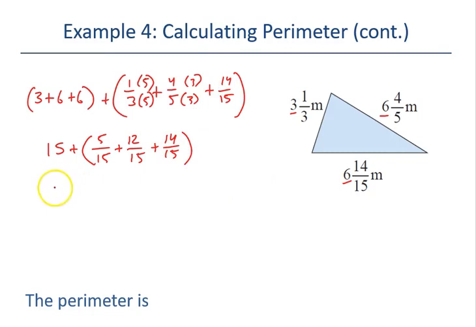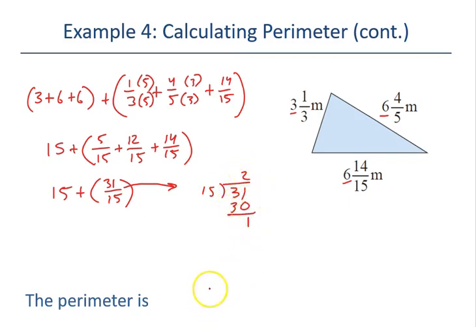Okay, here's where it's going to get a little weird. I've got this 15 plus, okay, notice I'm going to have 31 over 15. I need to change it back to a mixed number. Okay, well, coming over here, let's look over here. How many times will 15 go into 31? Well, that's going to be 2 times. And that's going to give me 30 with a remainder of 1.